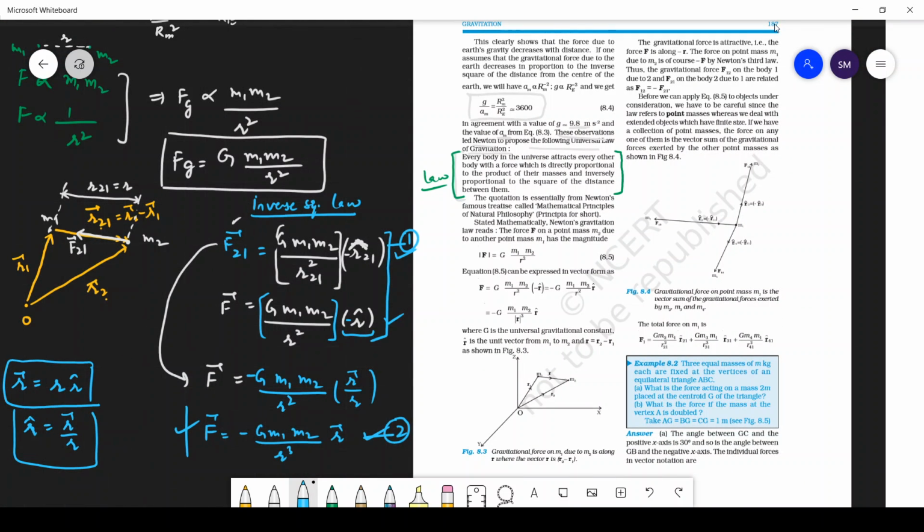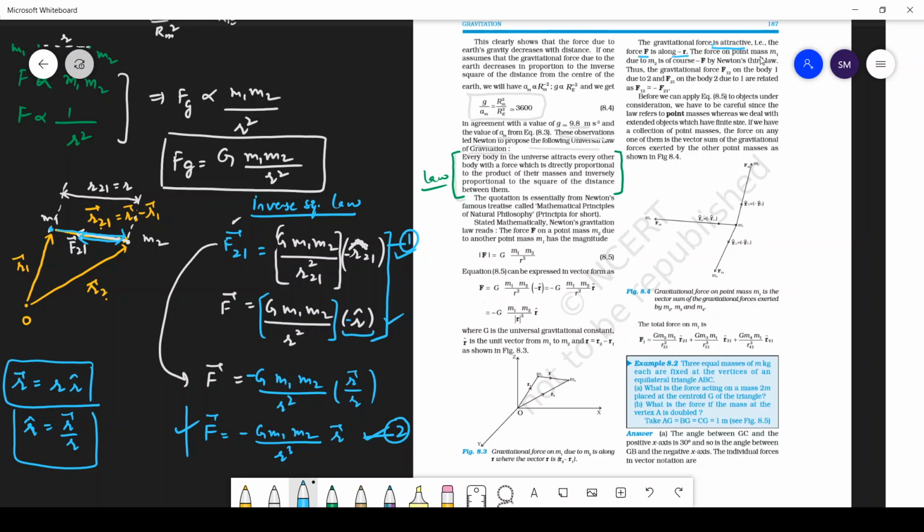So gravitational force is attractive, right? And the force F is acting along minus r vector, meaning the force and this vector are in opposite directions. So that's r21, and the force on m2 is in this direction. So m1 is pulling m2 towards itself. So the directions of r21 and f21 are opposite, so that is why we have the negative sign over here.